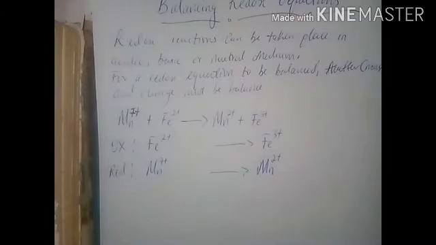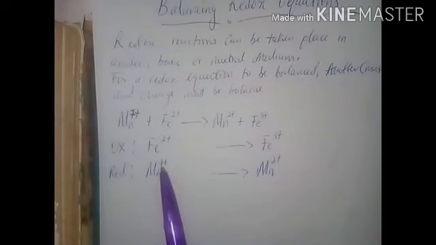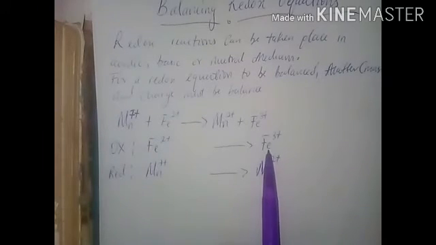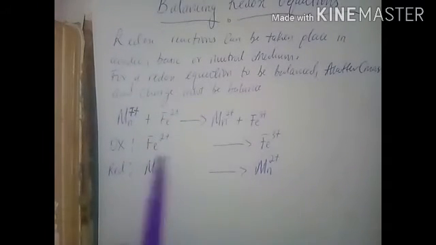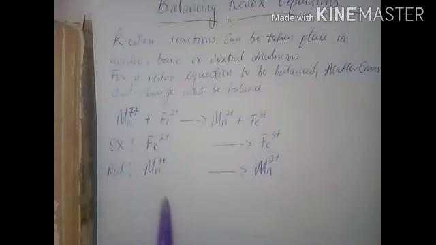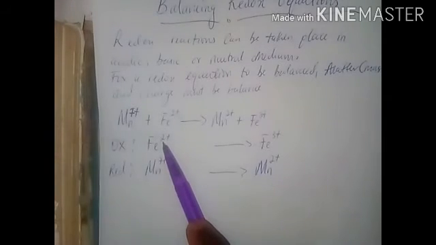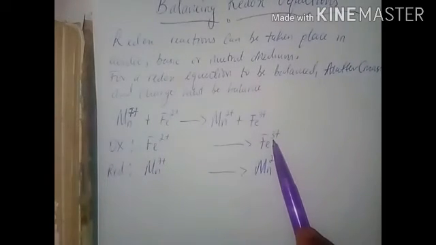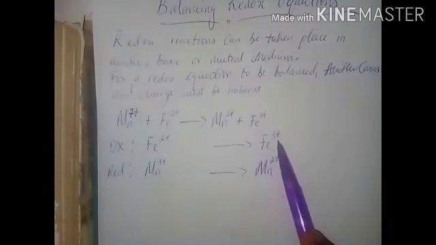Now, the first thing we have to check is whether the mass is balanced. There is one iron here and one iron here, which means that the mass is balanced. Same for manganese, there's one manganese, meaning that manganese is already balanced. Then we check whether the charge is balanced. The charge of iron on the left hand side is +2, meanwhile the charge here is +3.